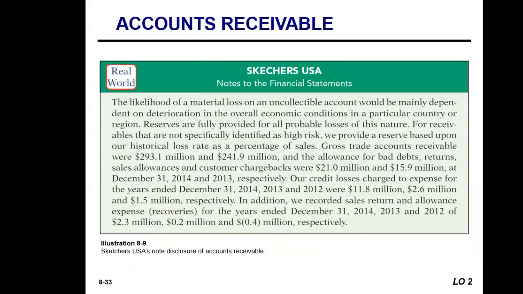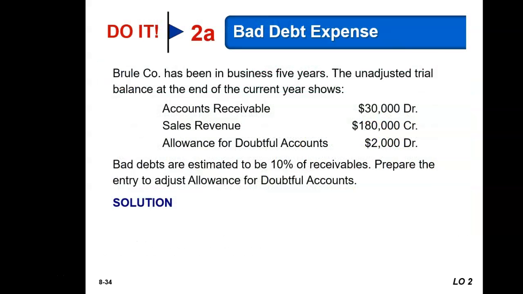Okay? So we talked about another company before. Now we have Skechers, and they're giving you notes and information pertaining to their uncollectible accounts as well. So this information will be found as part of the annual report for the Skechers company. Okay? Let's try an example.